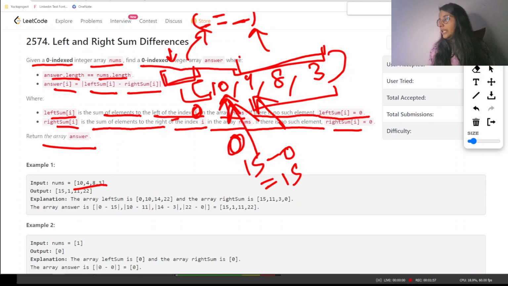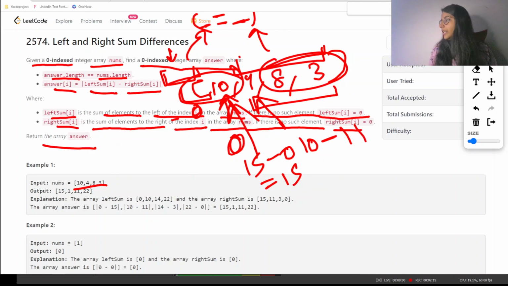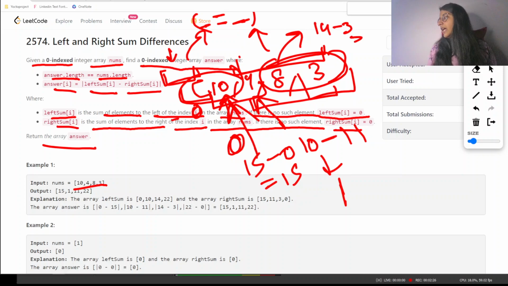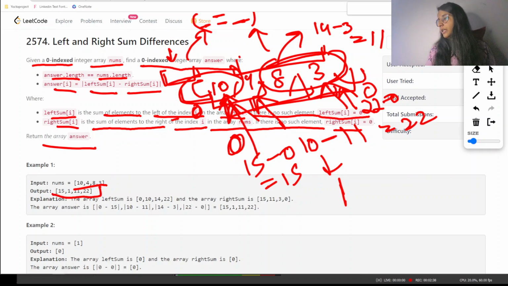If we see for this particular index, here 10 is there, and here 8 plus 3 is there. So here the thing would be 10 minus 11, which gives the answer 1. So at this index we will be having 1. When it comes to the 8, here there is 3 on the right, and on the left there is 14. So 14 minus 3, that would be 11. And at the last index, here it is 0 on the right and here it is 22 on the left. So the answer would be 22 minus 0, which is 22. Like that we got this particular array.